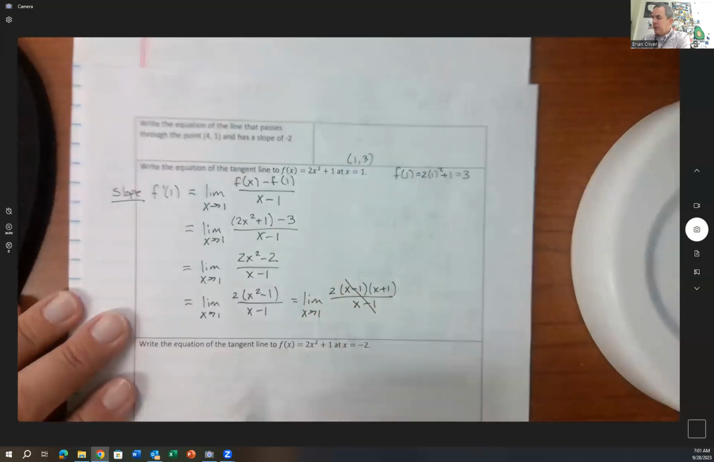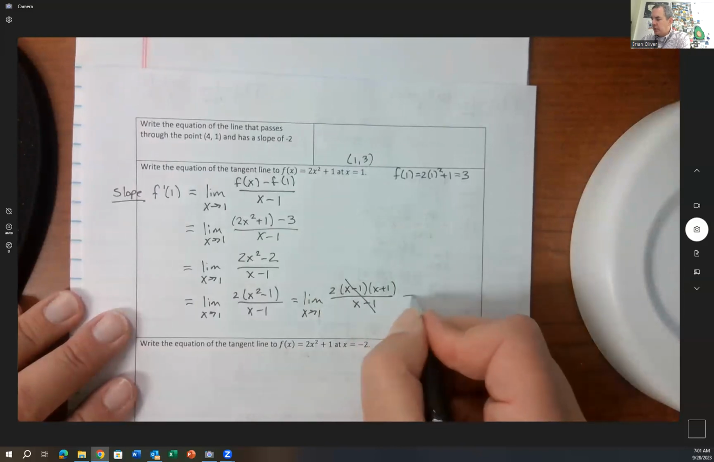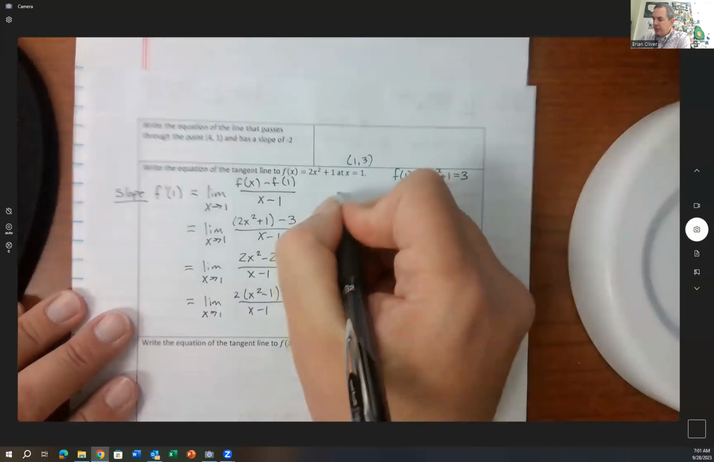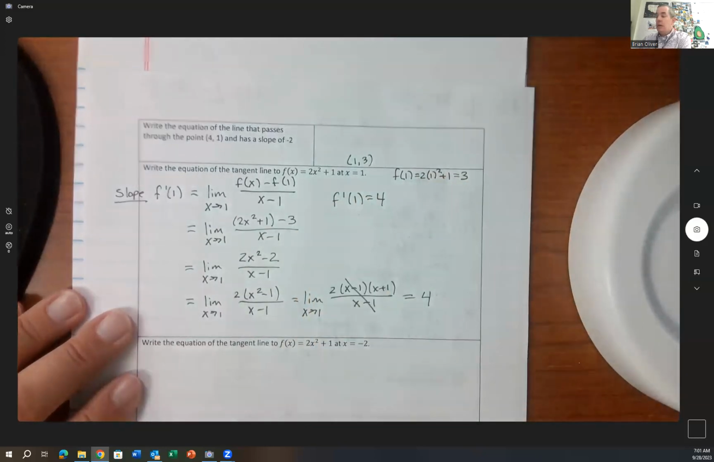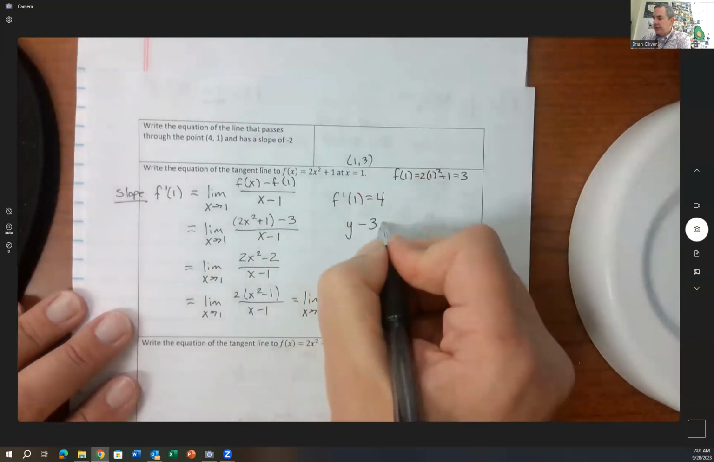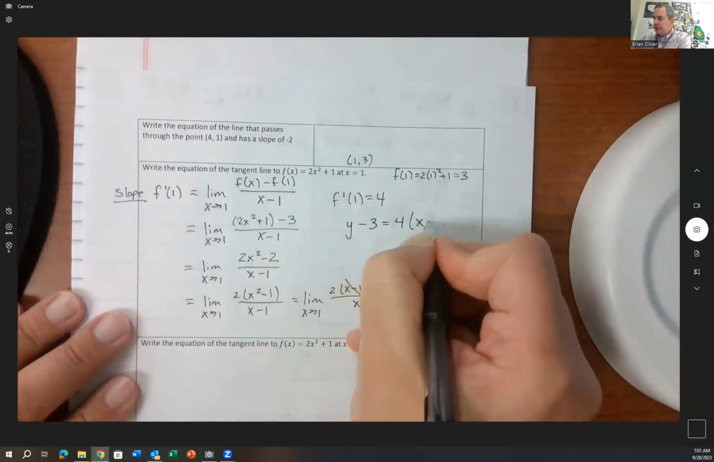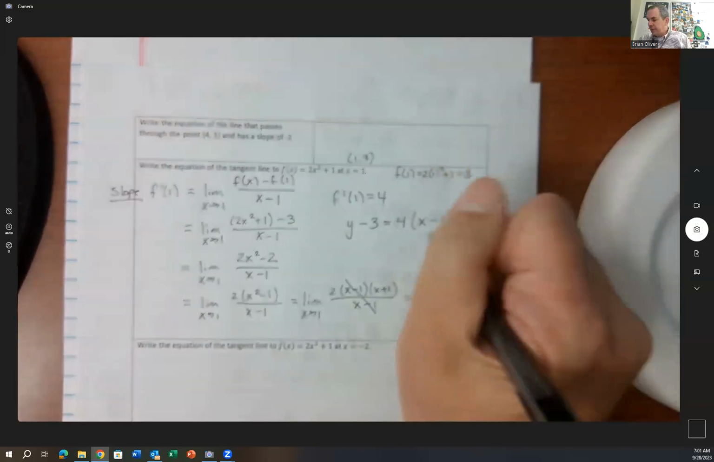That cancels out. When I plug in that number 1, 1 plus 1 is 2, 2 times 2 is 4. That tells me that f prime of 1 is 4. The slope of the tangent line at 1 is 4. If I want to write the equation, I do y minus y1: y minus 3 equals 4 times x minus 1. And that's my equation of the tangent line.